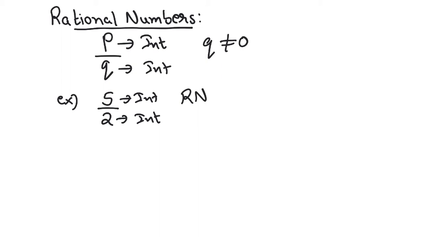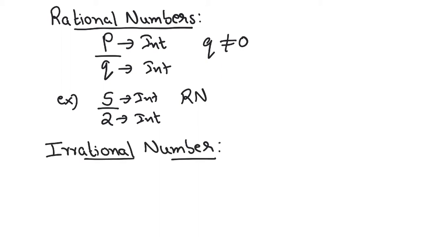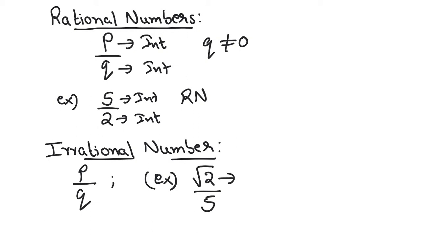Now, what is an irrational number? An irrational number is one that cannot be written in the form p over q, where p is an integer and q is an integer. For example, if I write square root 2 over 5, is square root 2 an integer? No. Is 5 an integer?